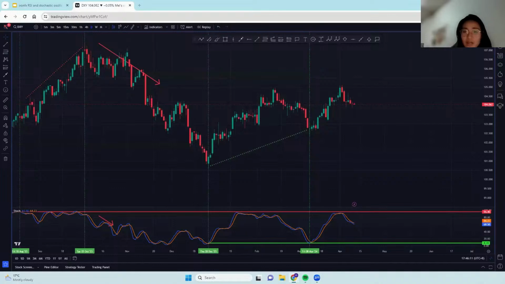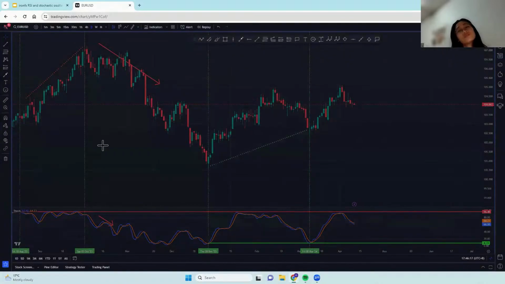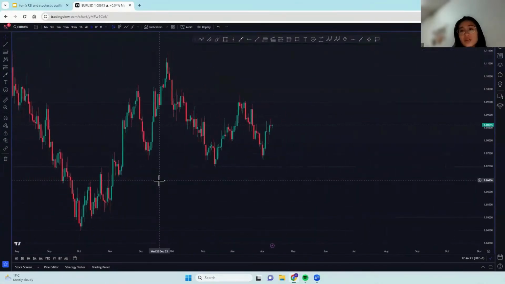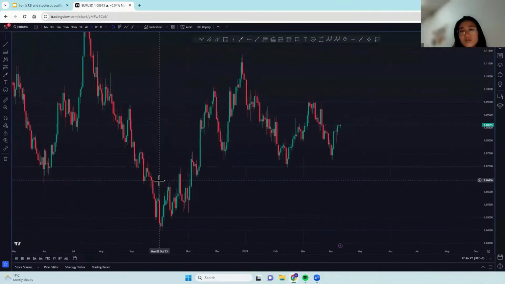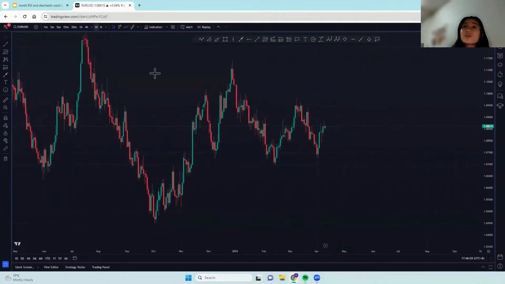Yep, take a look at euro dollar. Sure. Do you want to just take a look at the divergences, or you want me to do an analysis? Yep, we can do both.